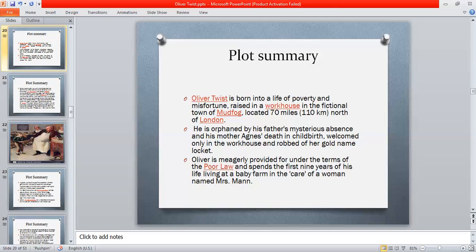Oliver is meagerly provided for, which means he receives a very small amount of food and protection under the terms, or according to the conditions, of the poor law. He spends the first nine years of his life living at a baby farm, an ironical name, satirizing the animal condition in which the children are raised, under the care of a woman called Mrs. Mann. Of course, the name itself is ironic or satiric because she is as harsh as a man.